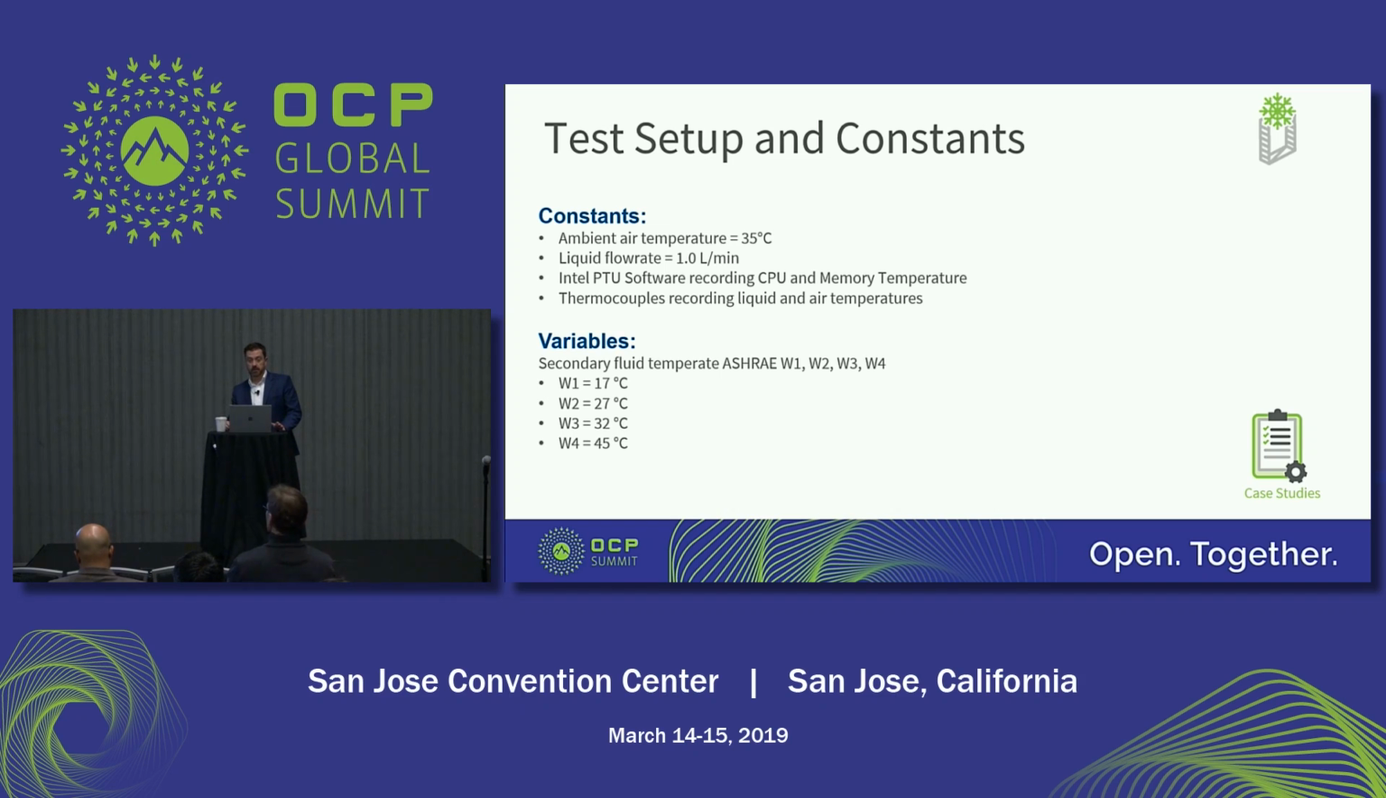So W1, if you're not familiar, ASHRAE has a liquid temperature spec. So W1 is max temperature is 17 degrees C. W2 is 27, W3 32, and W4 45. So that's what we varied throughout to see how the performance differed.